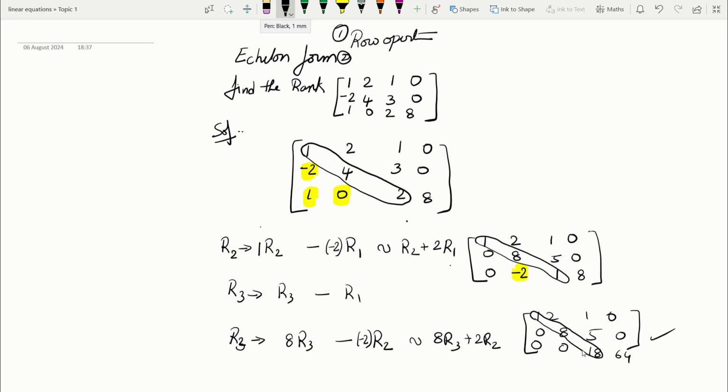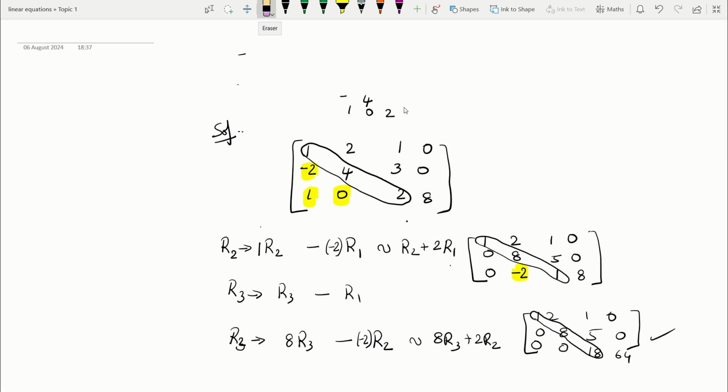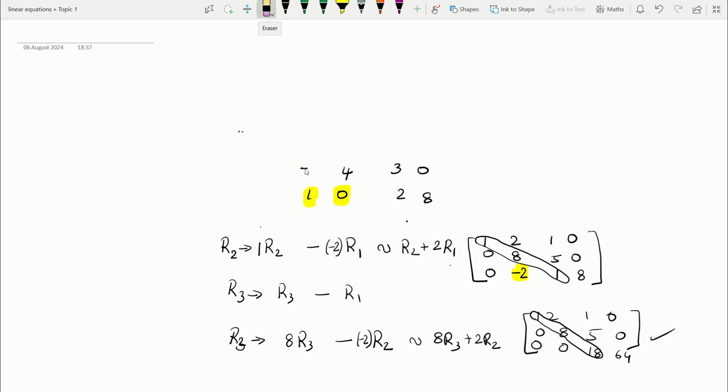Okay. This is in echelon form. See how the diagonal elements are: 1, 8, 18 are there, and below the diagonal elements are 0 only. I can say this is an echelon form. But for a perfect echelon form, the diagonal elements, otherwise the non-zero elements, need to be 1. Here the non-zero element in the second row you have to make 1. And in the third row, 2 zeros are there, and this you have to make 1.